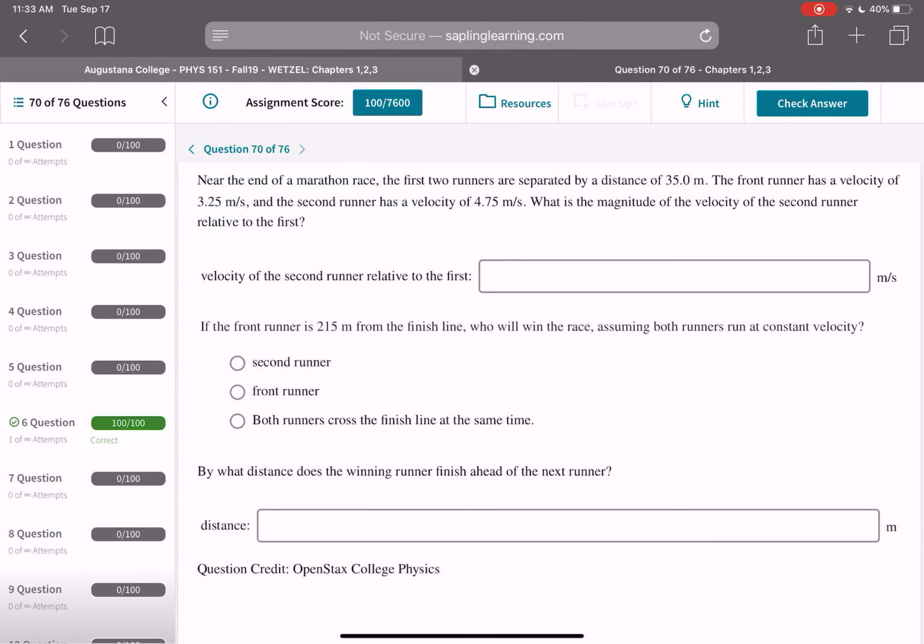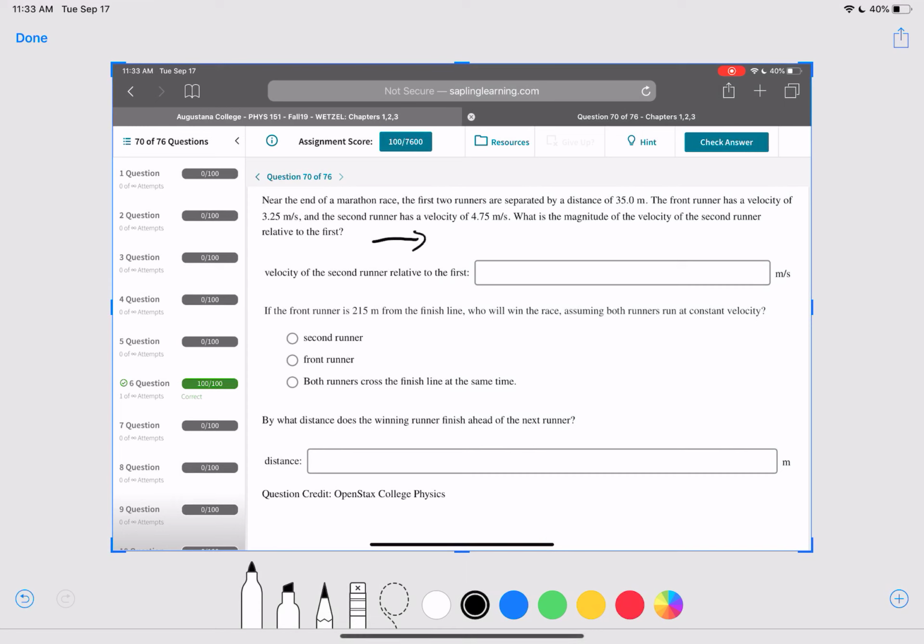Okay, next one. Near the end of a marathon race, the first two runners are separated by a distance of 35 meters. The front runner has a velocity of 3.25 meters per second, and the second runner has a velocity of 4.75 meters per second. What is the magnitude of the velocity of the second runner relative to the first? So you have one person running here, another one running here. This runner has 3.25 meters per second. This runner has 4.75 meters per second. So relative to the first, the second is running up on him, getting close to him. The difference is 1.5 meters per second.